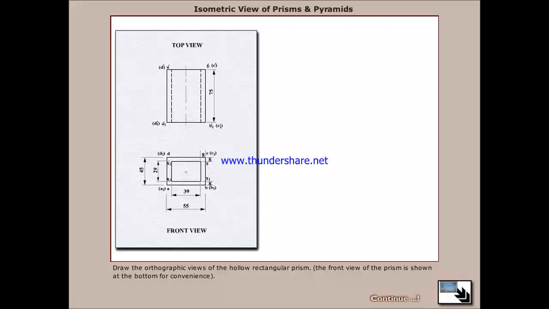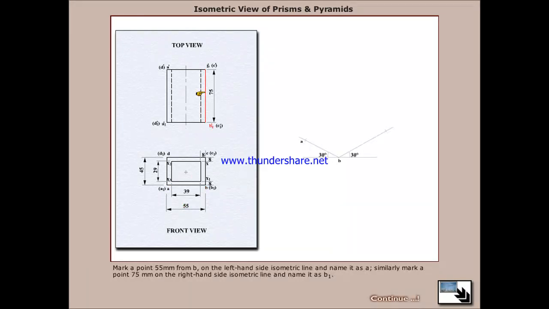Once again, draw the orthographic view of the hollow rectangular prism. The front view of the prism is shown at the bottom for convenience. Draw a horizontal line nearby and mark a point B on it. Draw the two inclined isometric axes at B. The axes are inclined at 30 degrees to the horizontal line and 120 degrees to each other.